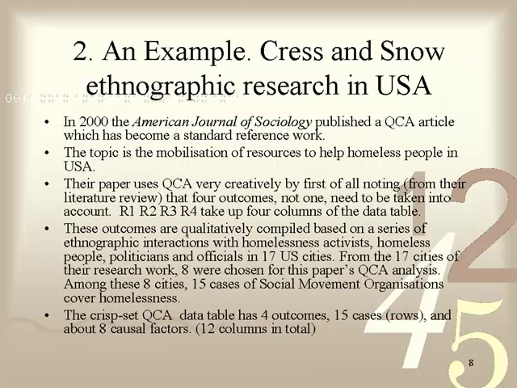So I now want to turn to part 2, and that's the example of Cress and Snow. I'll just tell you a little bit about their research first. It's an ethnographic piece of research, and it was published in the American Journal of Sociology. The topic is how do different groups mobilize resources to help homeless people. But the research included homeless people as participants and voices in the research. It also referred to social movement organizations, which are abbreviated SMOs.